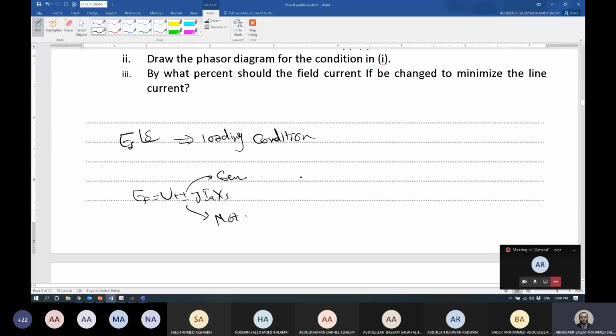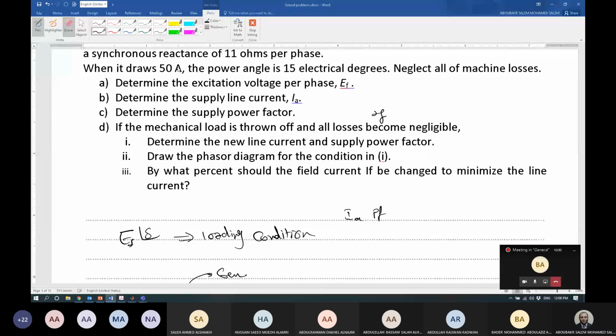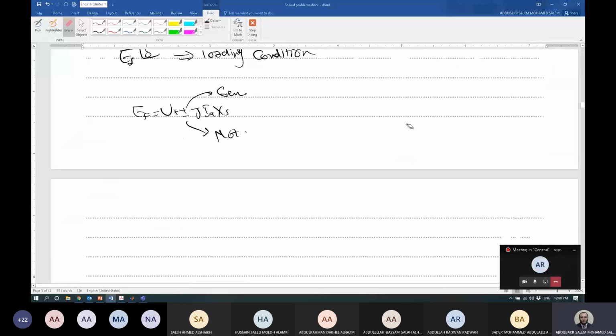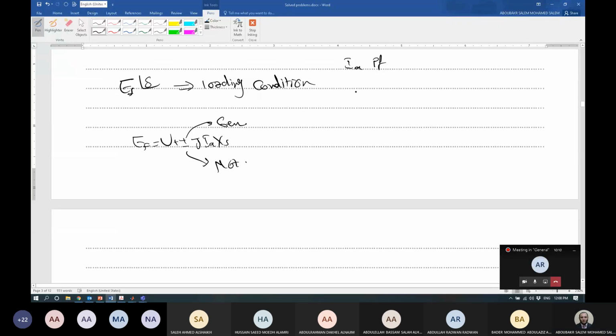What will be the loading condition? Loading condition means you have the current and power factor, or you have power and power factor, or S, apparent power, and power factor. This is the data of the loading condition. If you have P, S, or I with power factor, you can get the vector of current, which is IA at angle plus or minus phi: plus in case of leading power factor, minus in case of lagging power factor. Do you agree with me? If we have this data, we can get the current, and based on that, we can simply use this relation in order to get the excitation voltage.